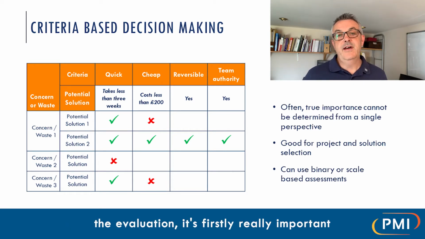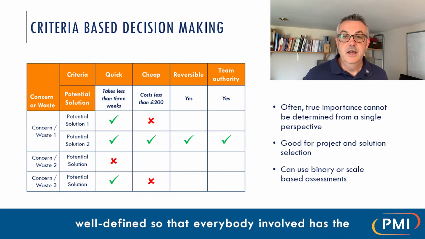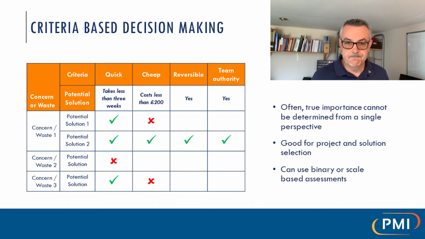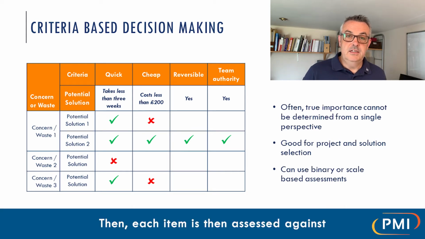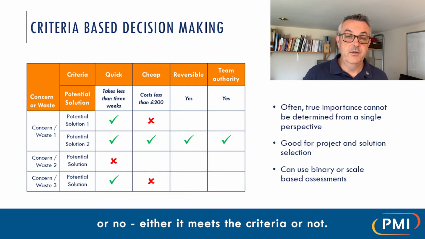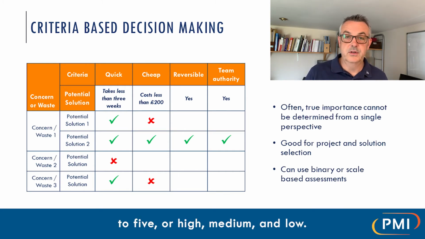And when we're doing the evaluation, it's firstly really important to make sure that the criteria are really well defined, so that everybody involved has the same understanding or meaning of the criteria. Then each item is assessed against each criteria, and you can use a simple yes or no, either it meets the criteria or it does not, or you may use some form of scaling or ranking, maybe on a scale of 1 to 5, or high, medium and low.